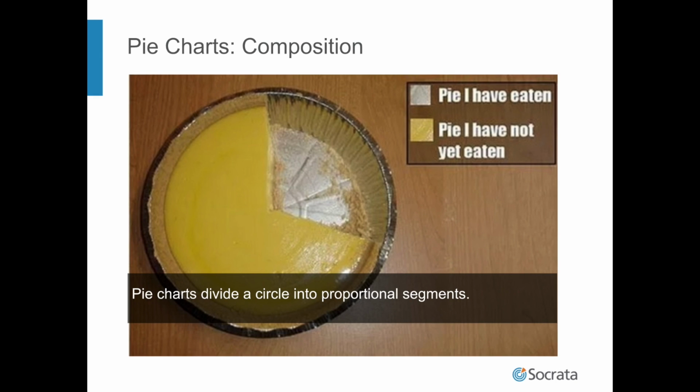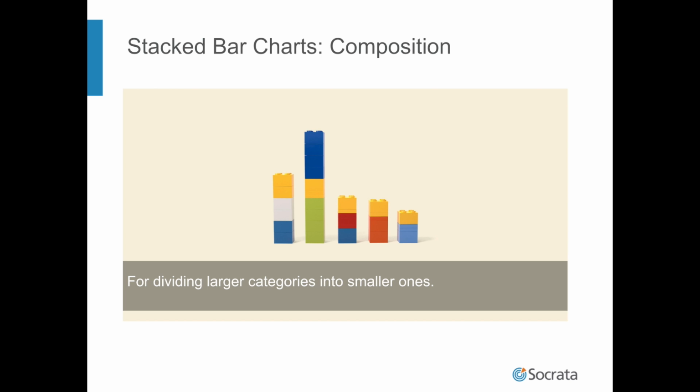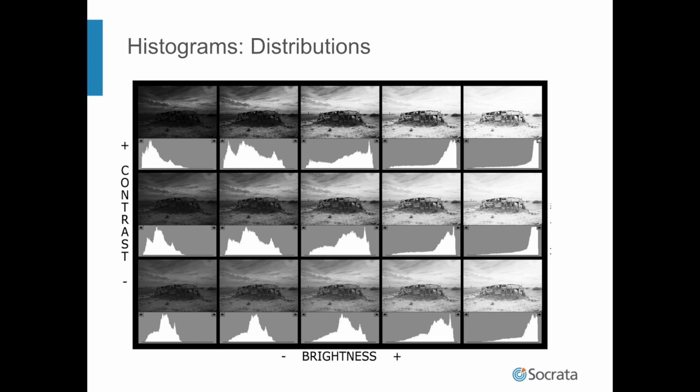A pie chart shows the composition of something, typically the percentages or numerical quantities between categories, by dividing a circle into proportional segments. Stacked bar charts are used to show how a larger category is divided into smaller categories and what the relationship each part has to the total amount.